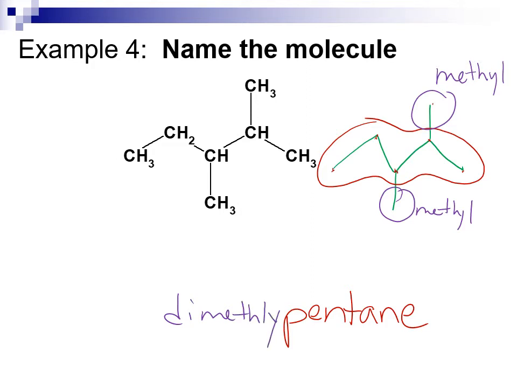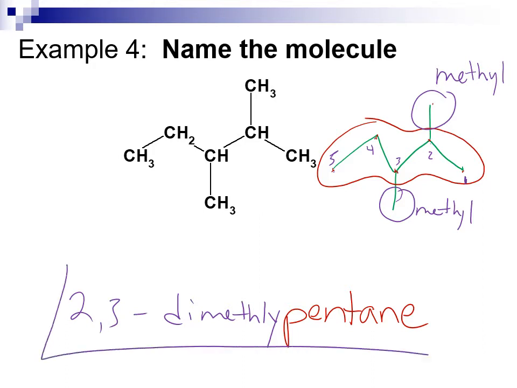Now I want to number where these methyl branches are. So I need to decide, should I count from the left-hand side being carbon number 1, or should I count from the right-hand side as being carbon number 1? I want to choose the lowest numbers possible. So if I start from the left-hand side, it'd be 1, 2, 3, 4 dimethylpentane. And if I start from the right-hand side, I have 1, 2, 3, 4, 5, and that would give me 2,3 dimethylpentane. And 2,3 is lower numbers than 3,4. So the name is going to be 2,3 dimethylpentane.